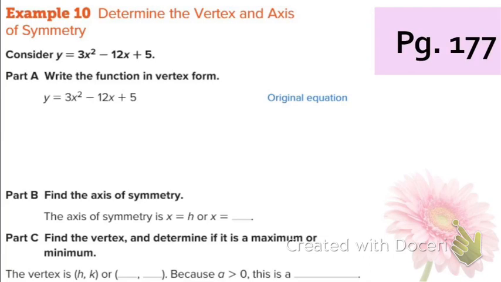Let's write it in vertex form first. Yep, it's the next page. It's not 177 anymore. I wrote the wrong number up here. Page 178.